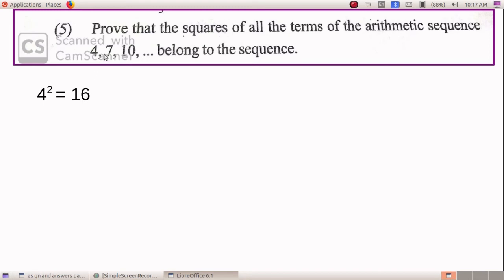Therefore here the common difference is 3. Therefore 16 minus 4 is equal to 12. 12 എന്ന് പറഞ്ഞാൽ 4 3 times ആണ്. For 3 is 4 times.